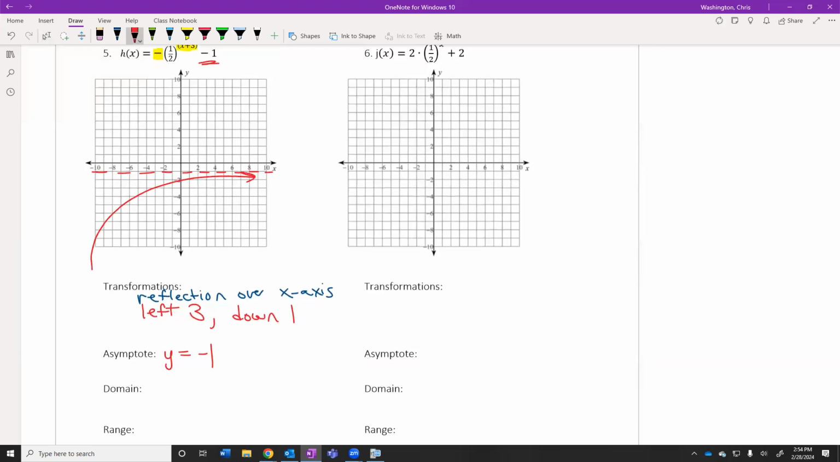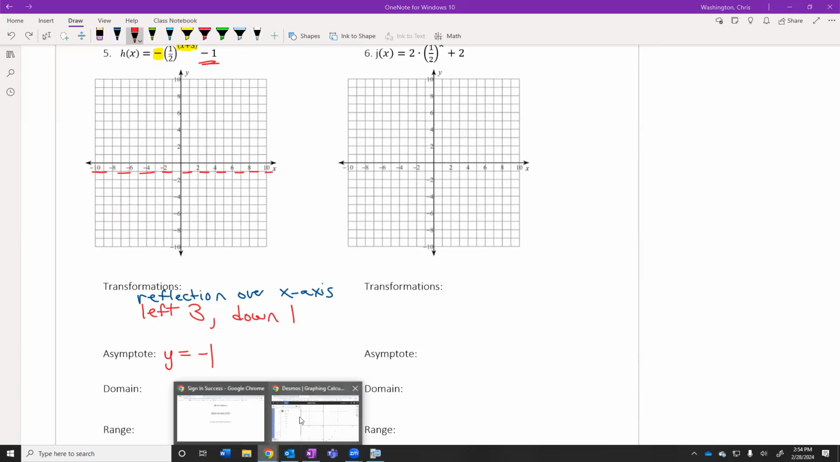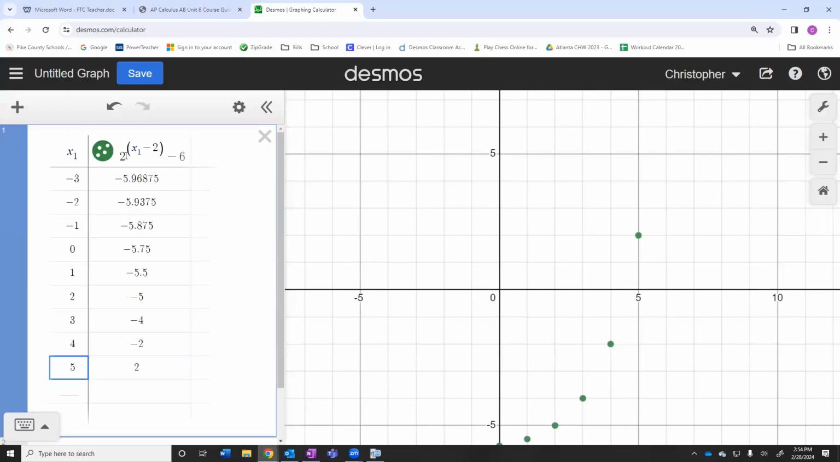And if all I cared about was the shape, that would be good enough. But maybe we want this to be just a slight bit more accurate. Maybe I want to know some points on here. And we can figure those out by typing them in a table in the calculator. You can do it in your handheld calculator, or we can do it on Desmos.